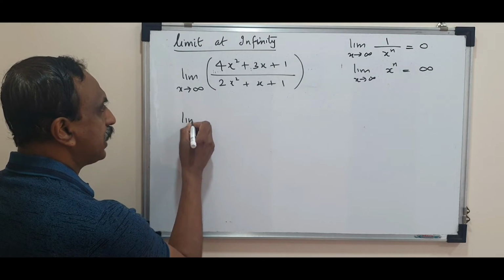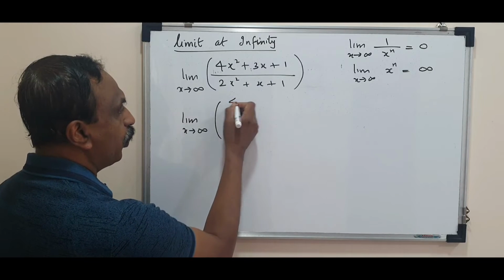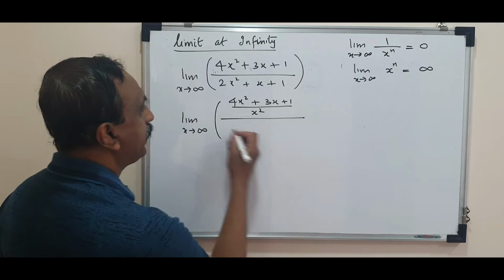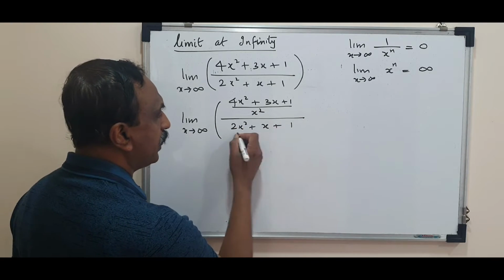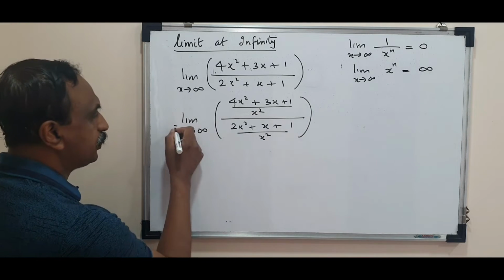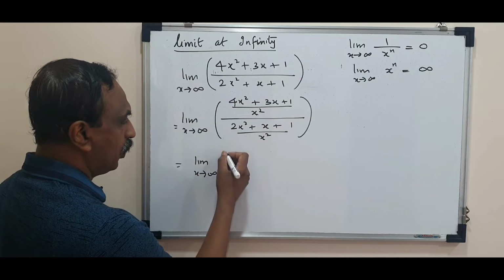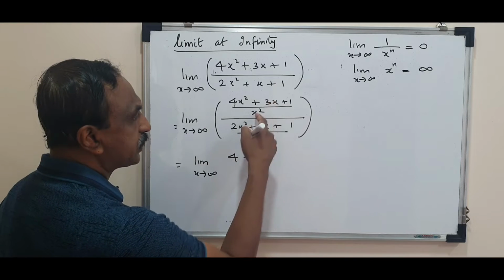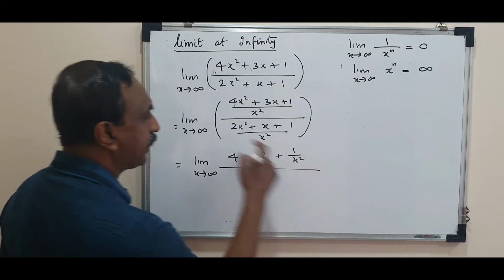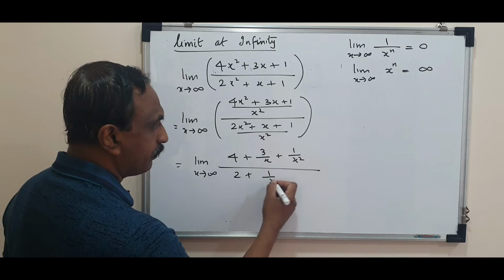So what I will do is divide the numerator and denominator by the highest power. So 4x square plus 3x plus 1 divided by x square, and 2x square plus x plus 1 divided by x square. So I divided the numerator and denominator by x square. That is equal to limit x tending to infinity. 4x square upon x square, I can write as 4. 3x upon x square is 3 by x. 1 upon x square. Divided by 2x square upon x square, x upon x square, 1 upon x square.